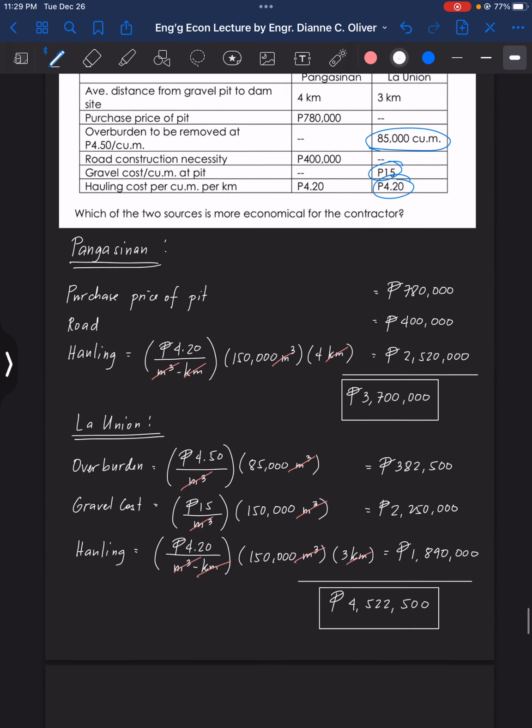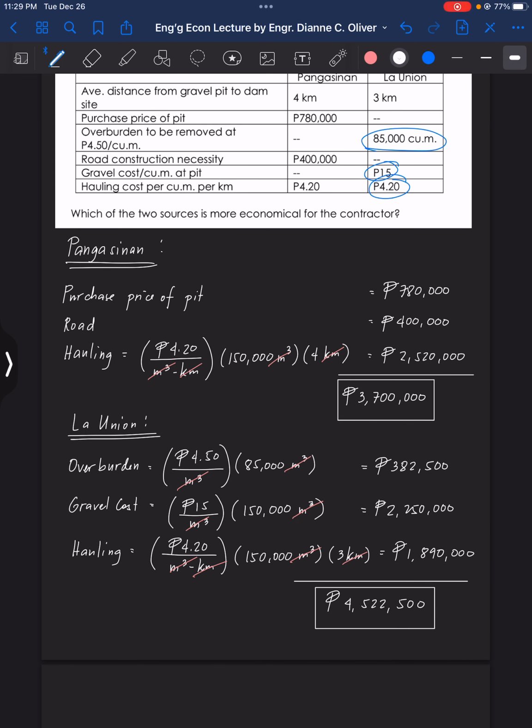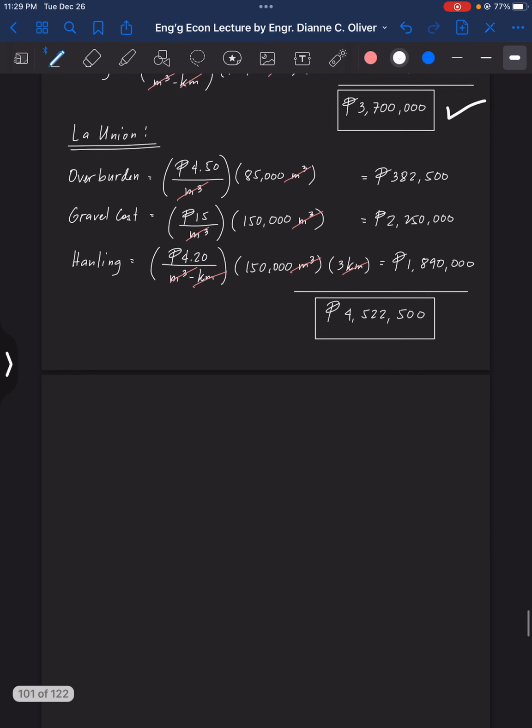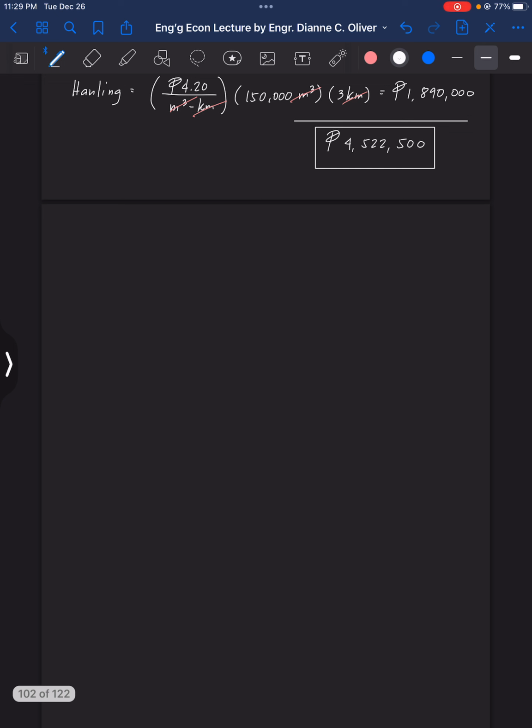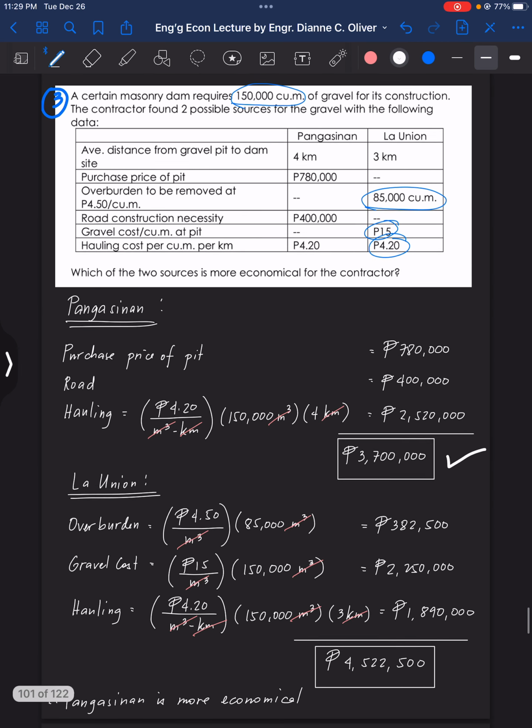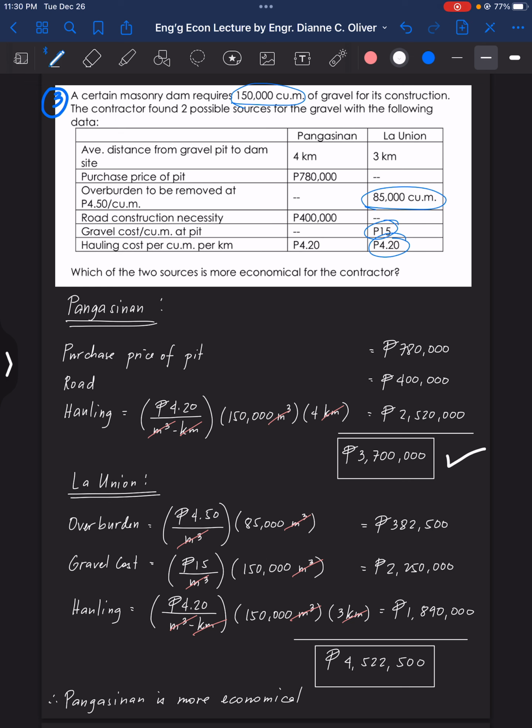So between the two, Pangasinan and La Union, we see that Pangasinan is more economical. Therefore, Pangasinan is more economical. So that's for problem number 3. Okay, so that's all for this video.